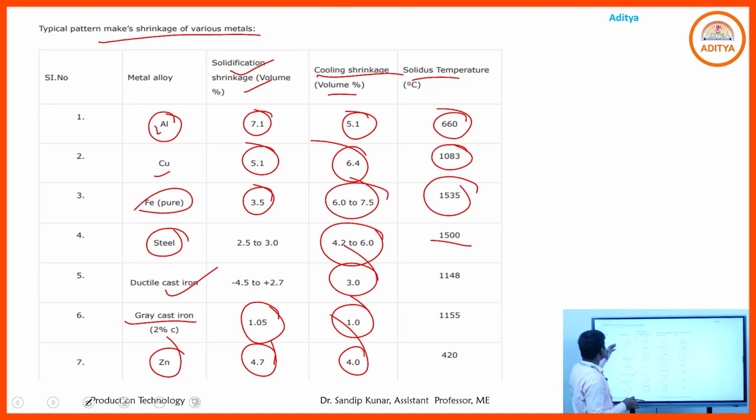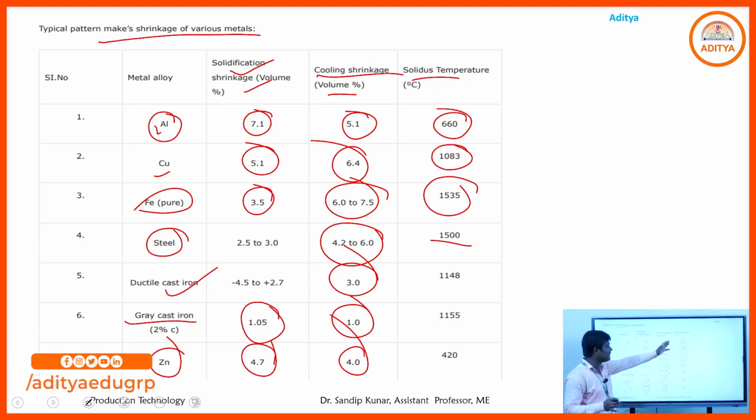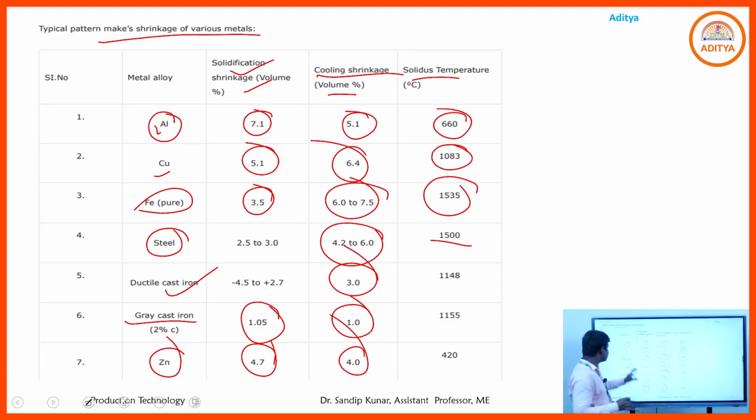Those are some examples of typical pattern makers' shrinkage for various metals. It means what will be the solidification shrinkage, what will be the cooling shrinkage, what is the maintained solidification temperature, and what are the required temperatures. So these are maintained in case of different metals, with different solidification shrinkage and cooling shrinkage, and also different solidification temperatures.